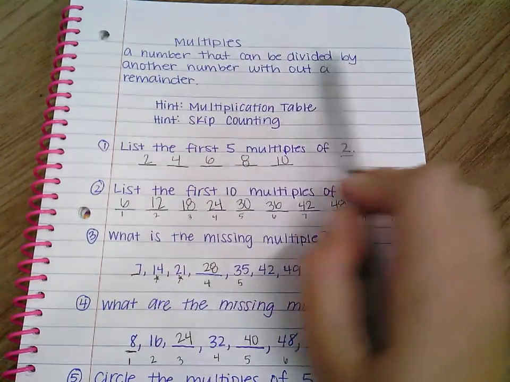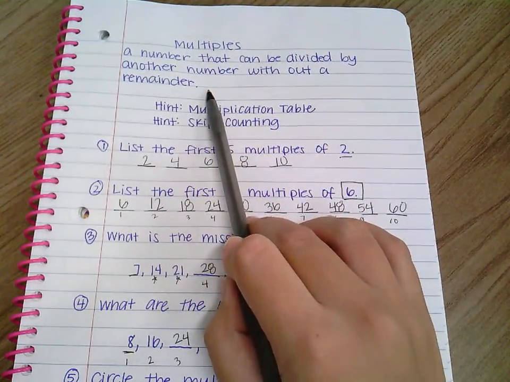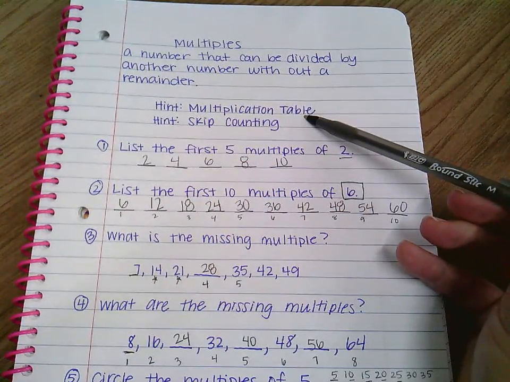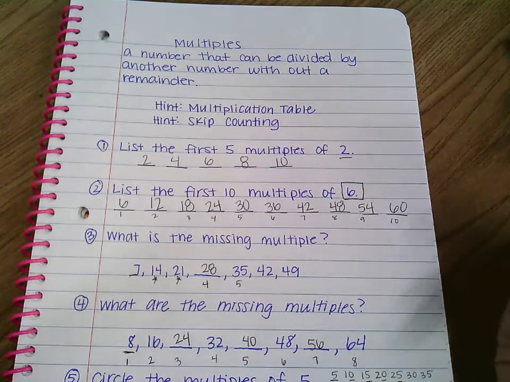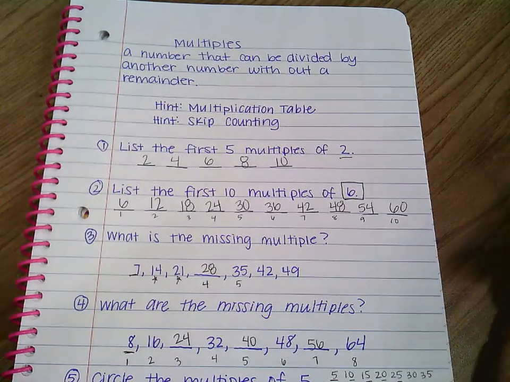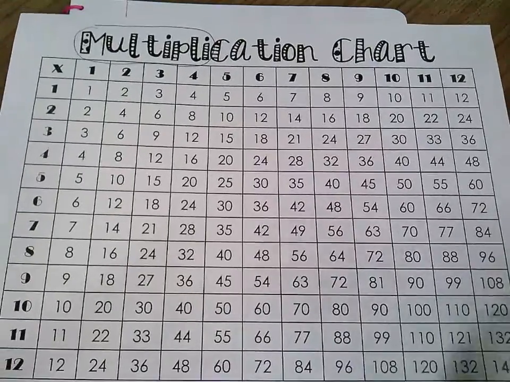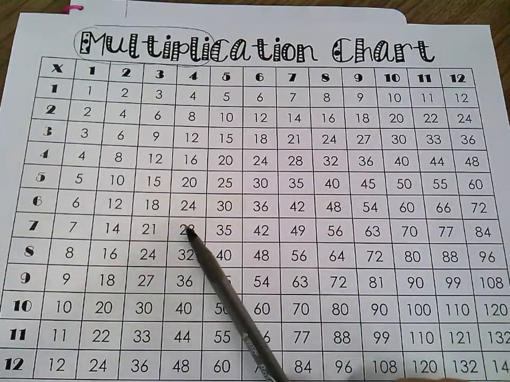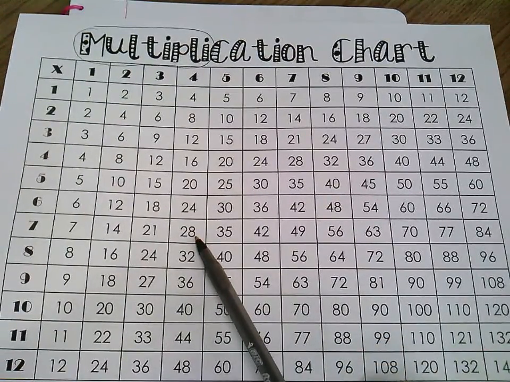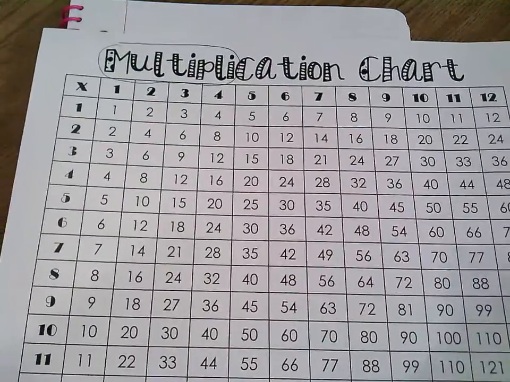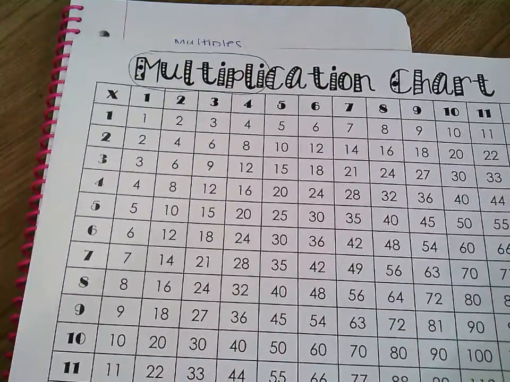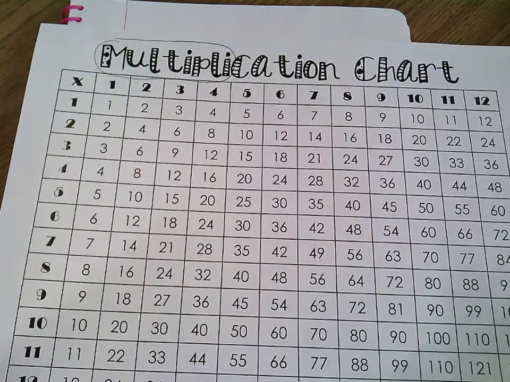Multiples are numbers that can be divided by another number without a remainder. So hint, remember your multiplication table or skip counting. So 2, 4, 6, 8, or that multiplication table, right? 7, 14, 21, 28. We also have multiples listed up above our whiteboard. They're those green numbers. Those have multiples of numbers 1 through 12 as well.